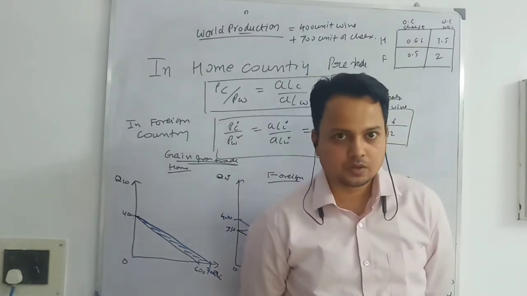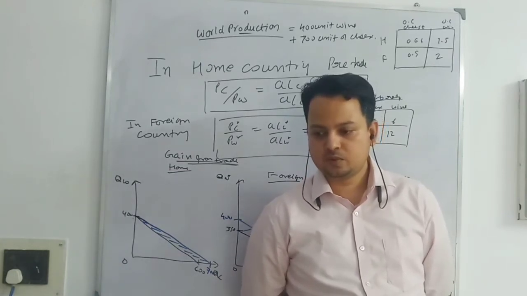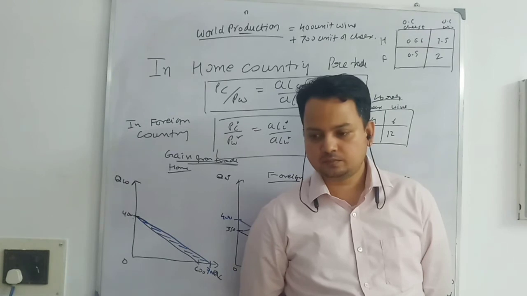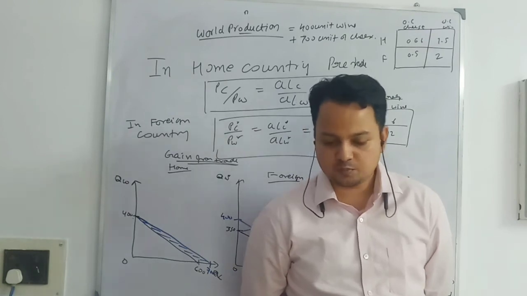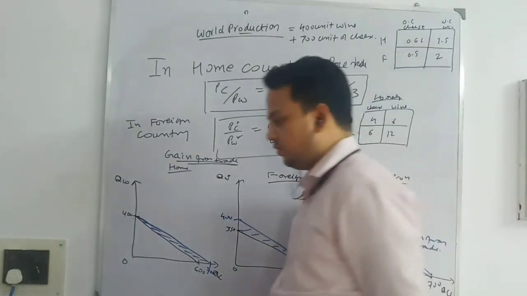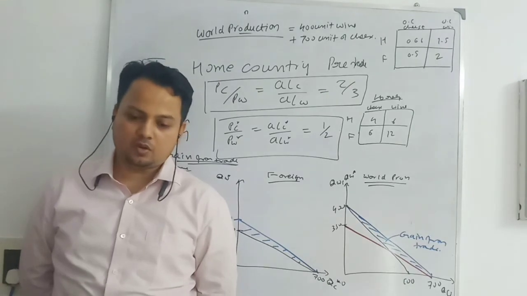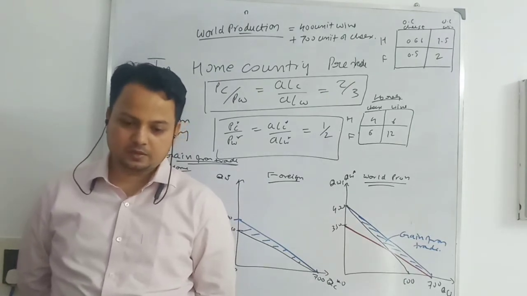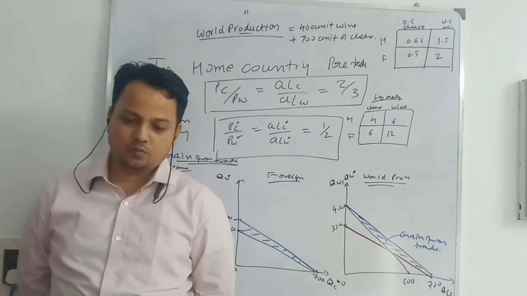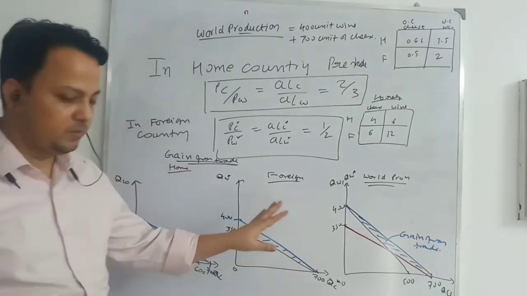In other words, the country is specializing according to their comparative advantage. It helps one to produce more and consume more as well. When a country is specialized according to their comparative advantage, it helps one to produce more and consume more as well. This is what we have gained from trade.